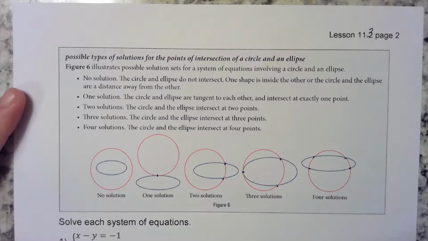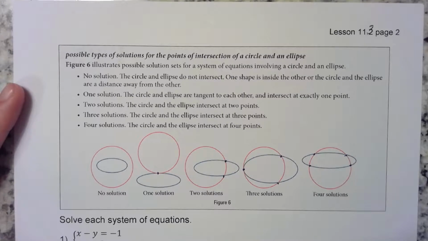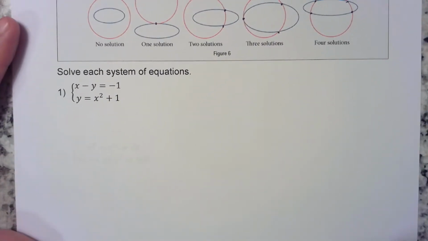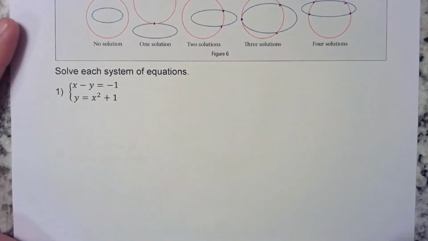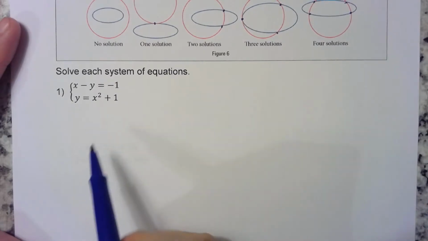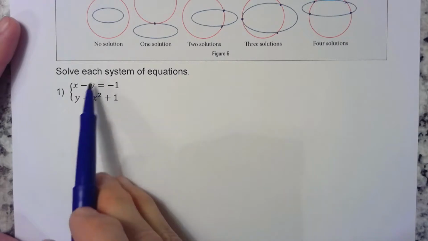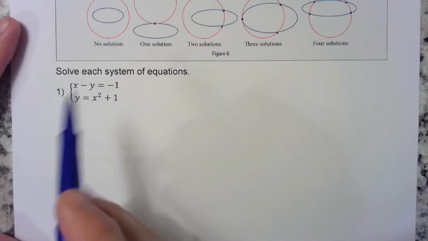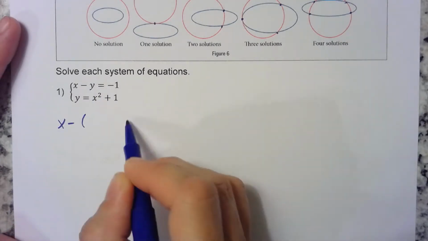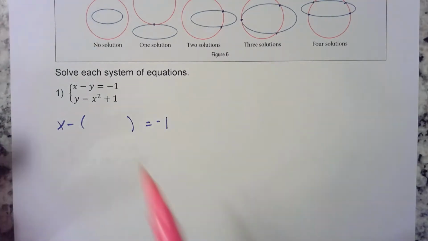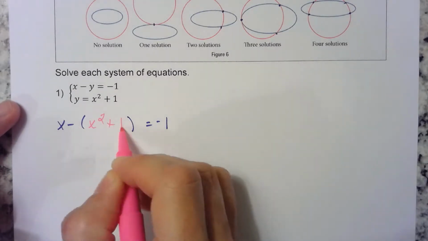So when you're going through these, you always want to check your answers, because you may get something that doesn't really work. Let's look at this first example. Solve the system of equations. Well, if you notice, this equation is already solved for y. So we could just substitute it into our other equation for y. We'll have x minus that y equals -1. Well, that y happens to be x squared plus 1. So let's distribute that negative.